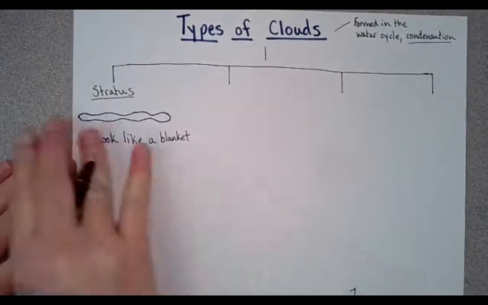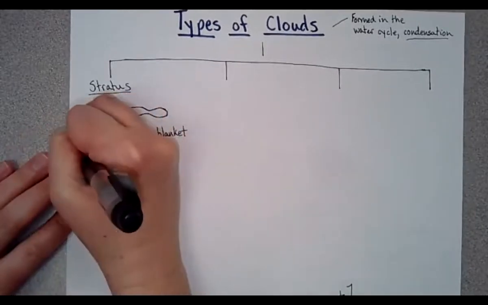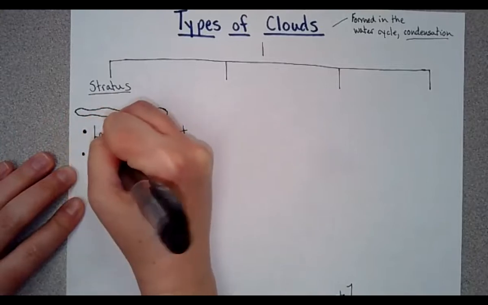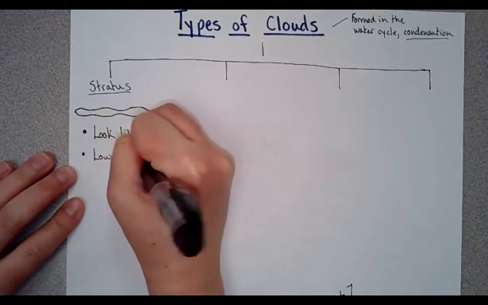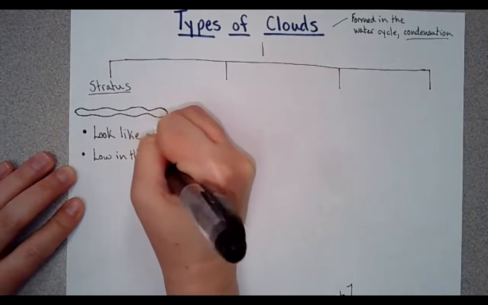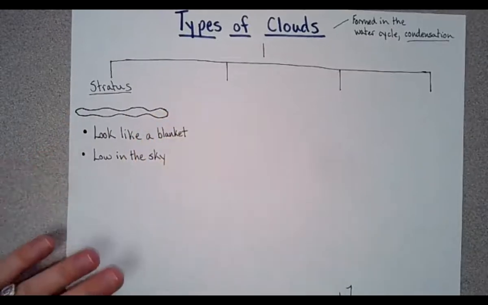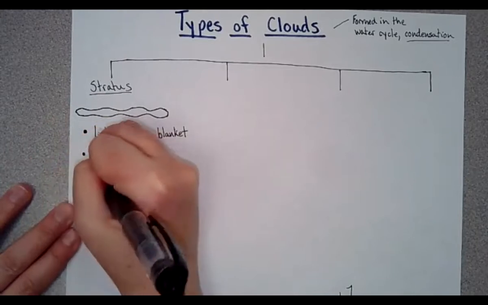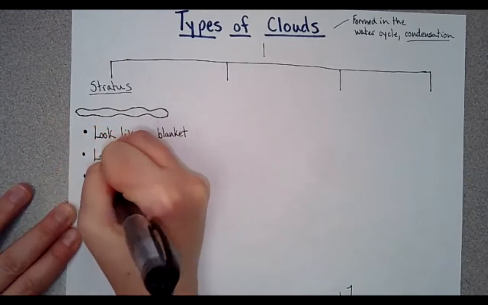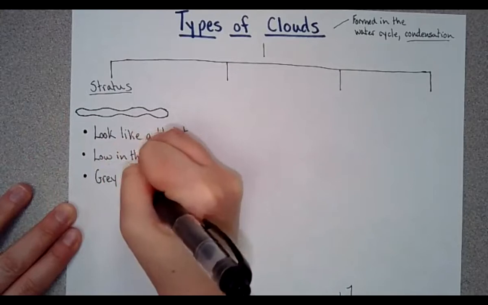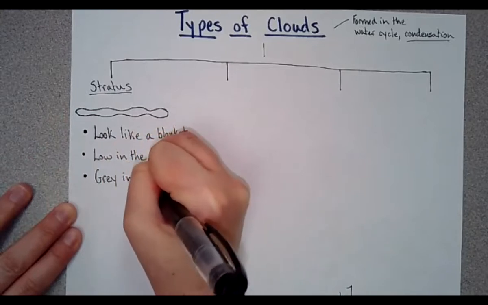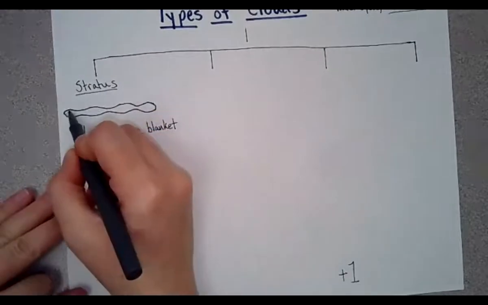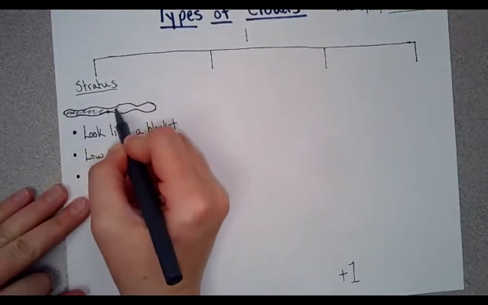And they hang very low. They are low in the sky. Almost looks like you could just reach up and touch them. They are very often gray in color. So maybe I'm going to add a little bit of gray to my picture. Gray clouds.